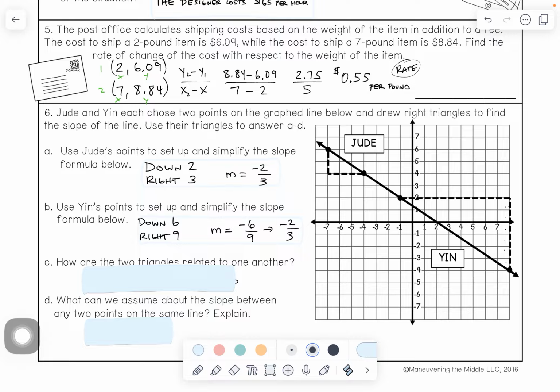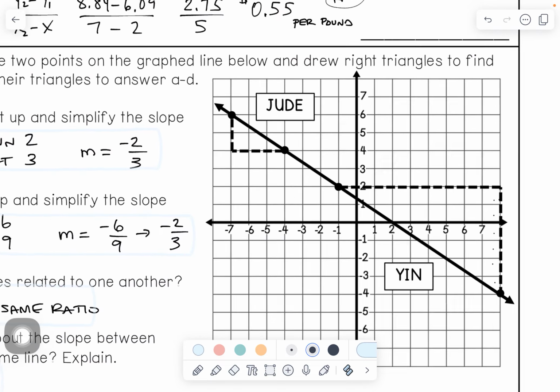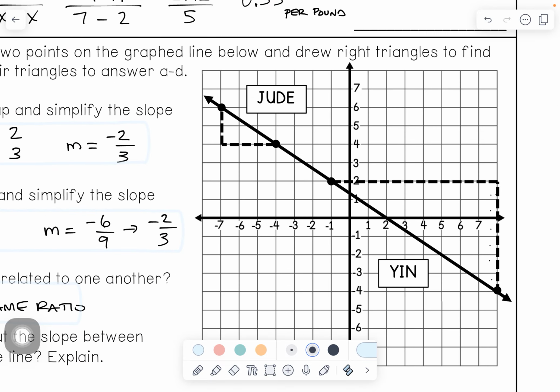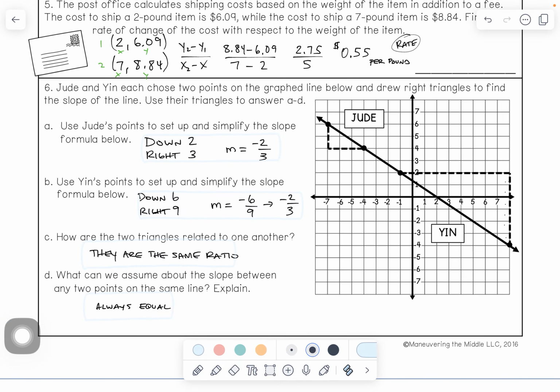Are the two triangles related to each other? Yeah, they have the same ratio. They would be similar triangles. What can we assume about the slope between any 2 points on the same line? It's always going to be equal. So it doesn't matter how close together those points are or how far apart those points are. All right, when you find your slope, you're always going to get the same number. All right, make sure you have your notes copied.